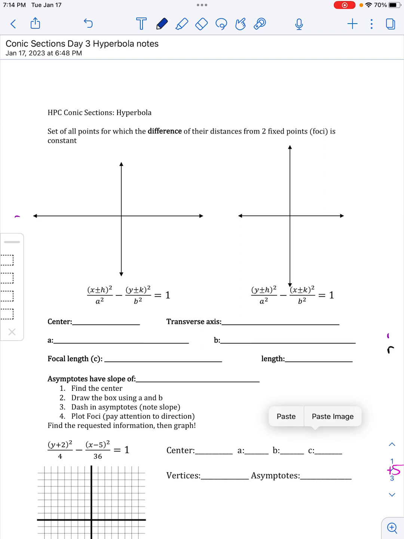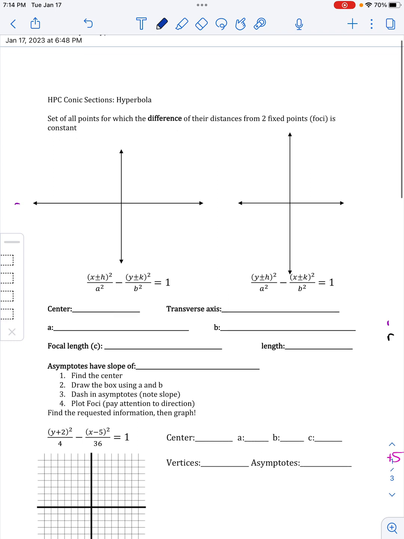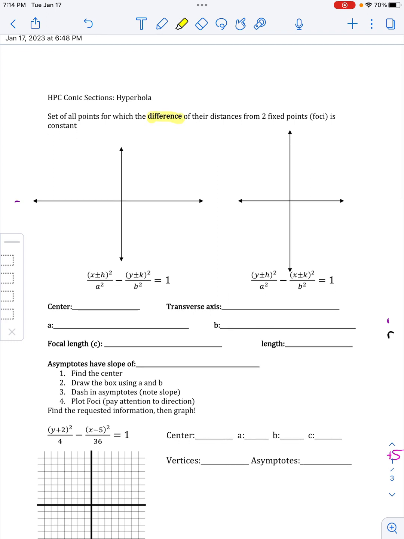All right, ladies and gentlemen, it is another fun day of learning math online. This has a lot of similarities to what we've been doing, but there are some definite tricky pieces to it. The main difference is that this is a difference.